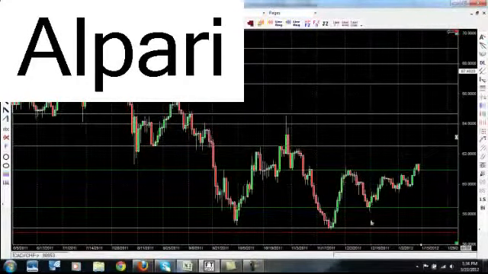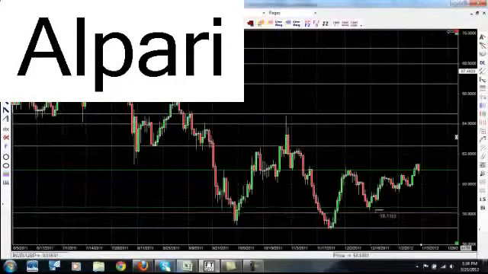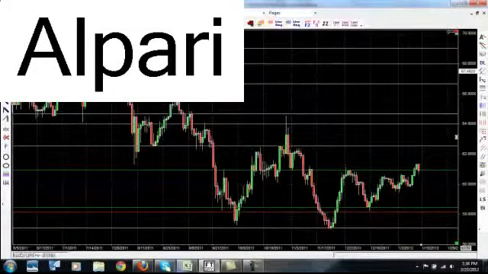This is our entry point. So we're going to move our stop right near our entry point, pretty dang close to it. So even worst case scenario, we've already gotten 50% of our profit taken out.